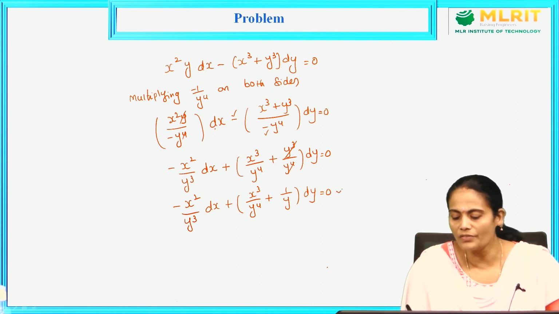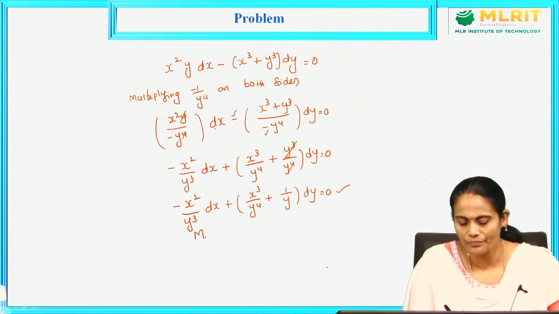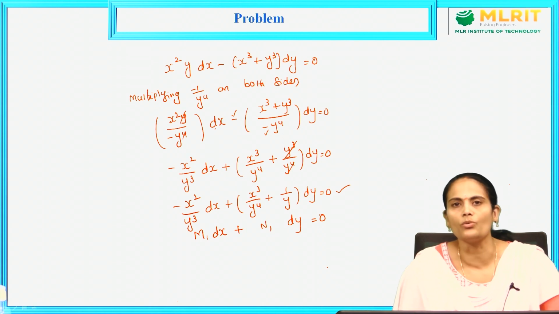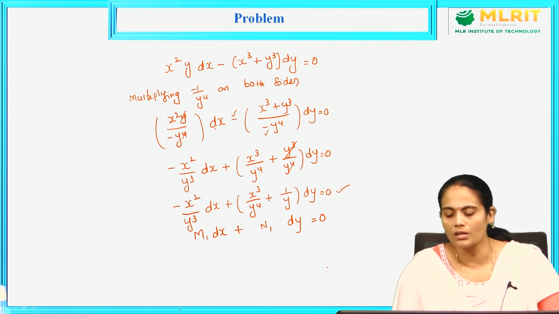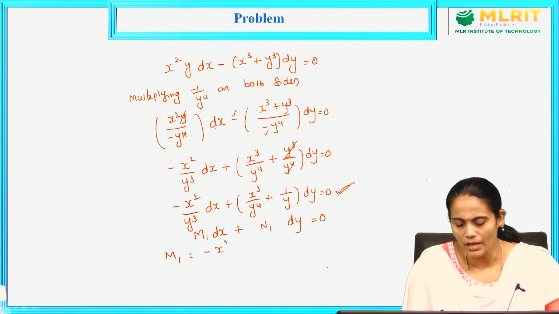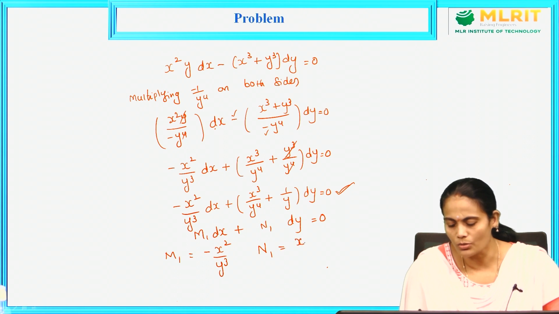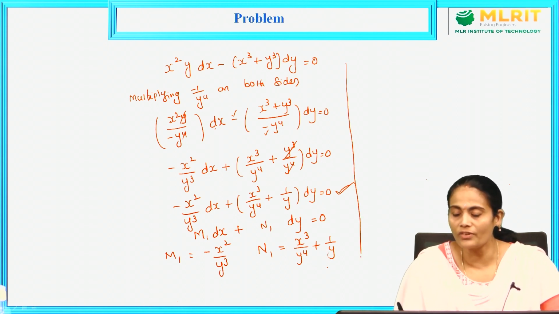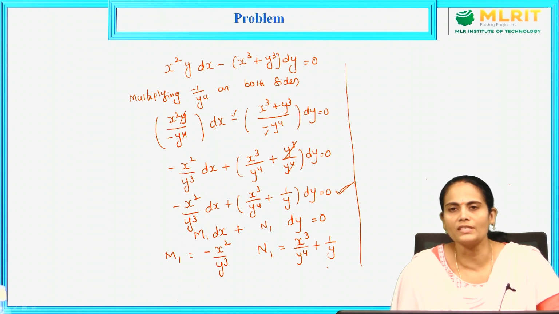So, again this differential equation is in the form of M1 dx plus N1 dy is equal to 0. Now, again we will cross check whether this differential equation is exact or not. So, what is M1 here? Minus x squared by y cube, and N1 is equal to x cube by y power 4 plus 1 by y. Now, we have to check the condition of exactness. What is the condition of exactness? ∂M/∂y is equal to ∂N/∂x.